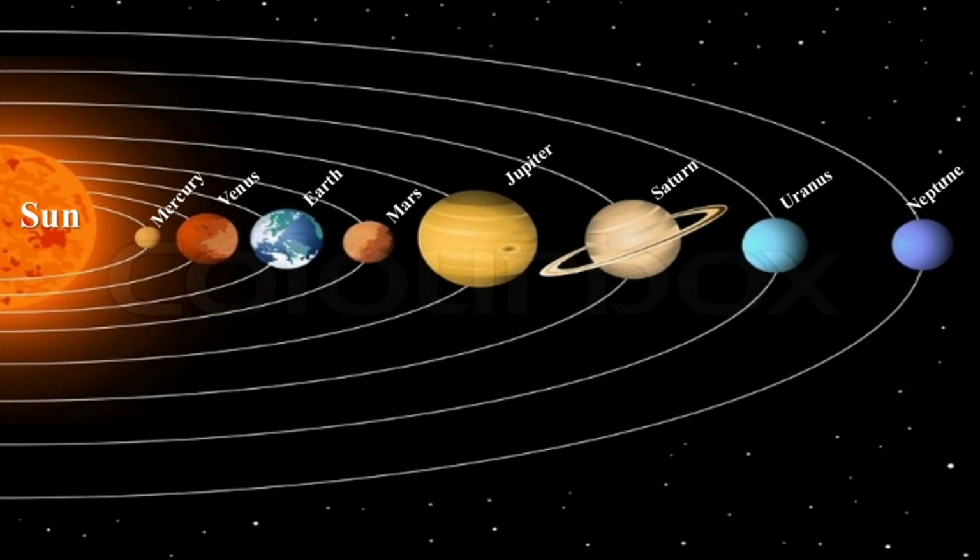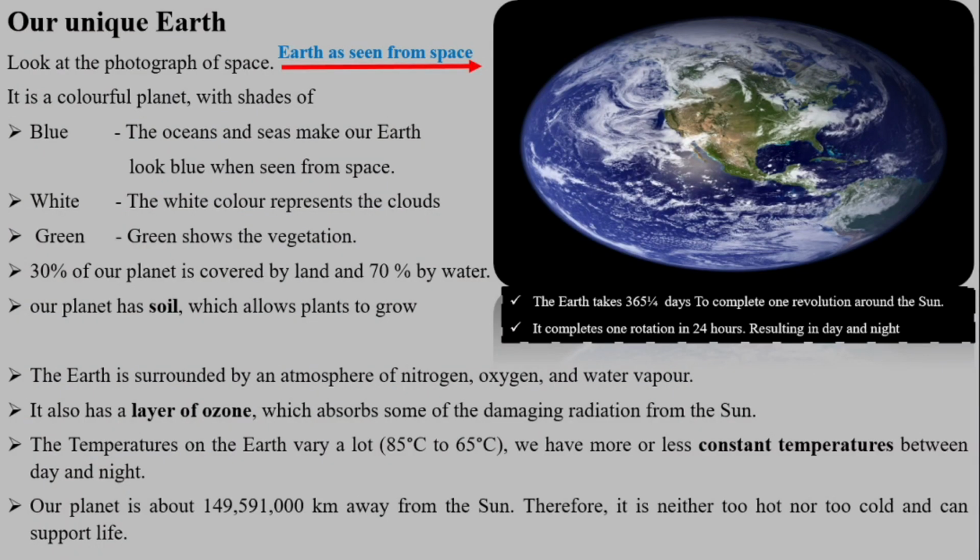The Earth is the third planet near to the Sun. What are the features of the Earth? Look at this photograph, a picture of the Earth taken from space. It is a colorful planet. If you see the Earth, we will be able to find three different colors. The first color we can view is blue, the second is white, and the third is green.